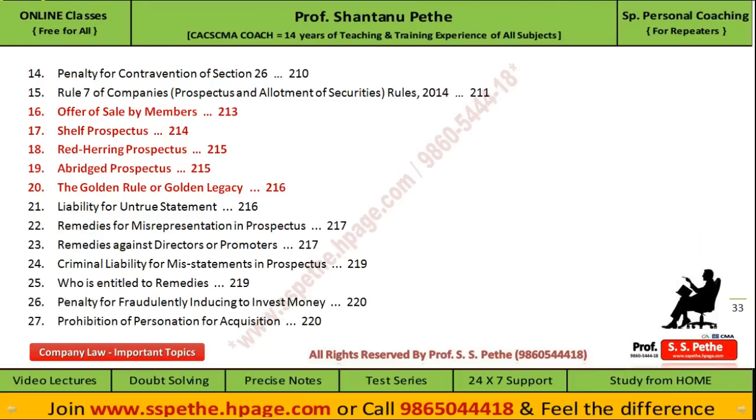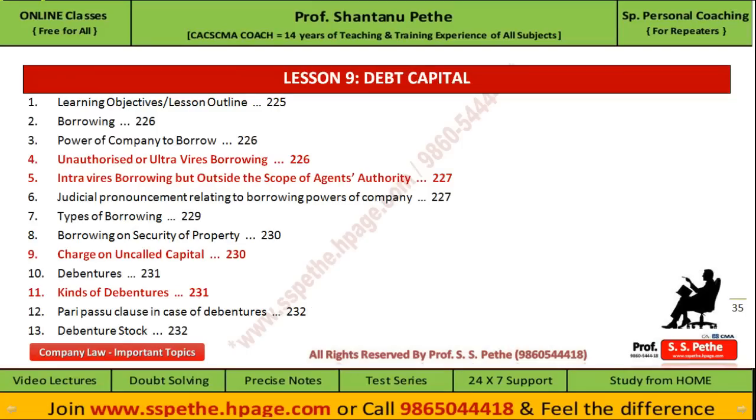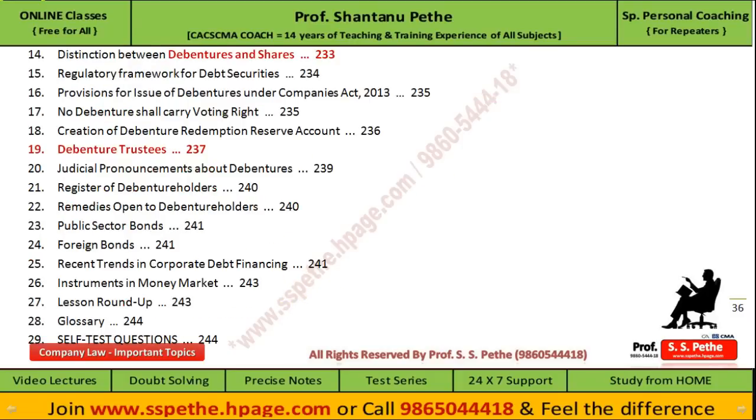Now let's move to chapter number 9, that is the debt capital. In debt capital, you should know what you mean by the term borrowing and power of company to borrow. And then the important question is unauthorized or ultra vires borrowing, what will be the consequences of that. Then intra vires borrowing but outside the scope of agent's authority. And then the charge on uncalled capital, kinds of debentures, and then the difference between debentures and shares, it can be asked. And lastly, the debenture trustee. These are the important provisions of this chapter.